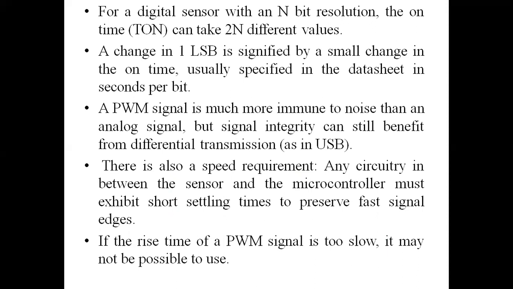And a PWM signal is much more immune to noise than an analog signal, but signal integrity can still benefit from differential transmission. And apart from that, there is also a speed requirement. Any circuitry in between the sensor and the microcontroller must exhibit a short settling time to preserve the fast signal. Okay. If the rise time of a PWM signal is too slow, it may not be possible to use it overall.